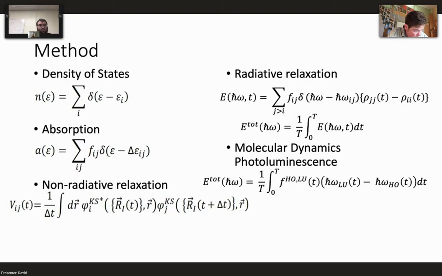So for this, I was using VASP and the PBE functional for everything, and most of the observables that I collected that we're going to be looking at today are the density of states, some absorption spectrum, some radiative relaxation, and molecular dynamics, photoluminescence.